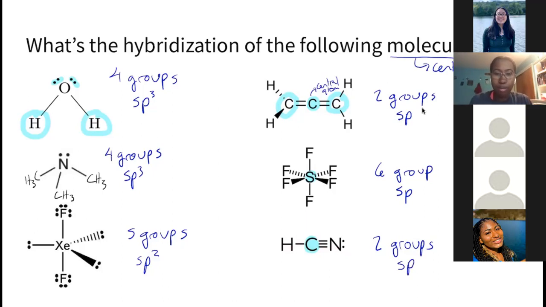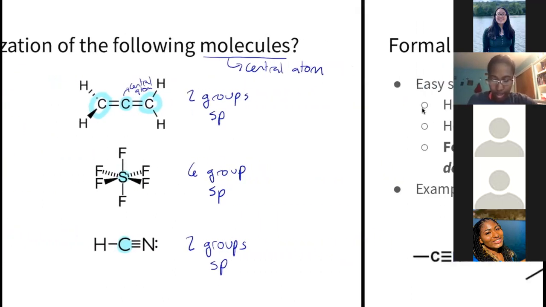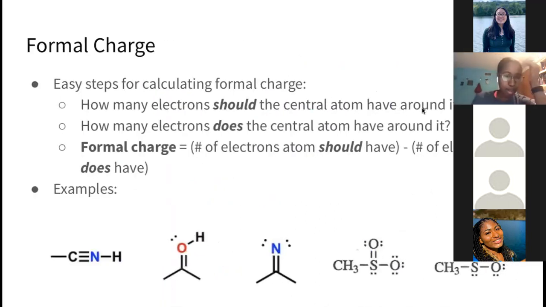Alrighty, so before we switch gears a little bit, are there any questions? Alrighty, let's move on and talk a little bit about formal charge. There are some easy steps that you can use to calculate formal charge.